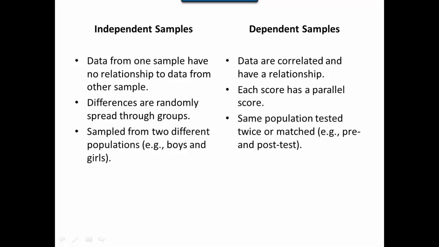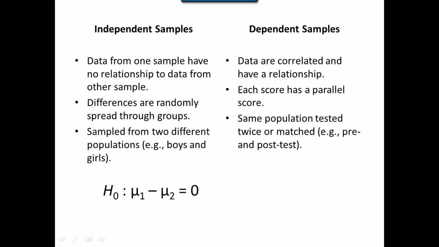In independent samples, the data from one sample have no relationship to the data from another sample. The differences are just randomly spread through the groups. And they're sometimes even sampled from two different populations, for example, the boys and the girls. With dependent samples, however, the data are correlated and they have a relationship with each other. Each score generally has a parallel score. Usually it's the same population that's being tested twice or matched somehow, for example, a pre-test and a post-test.